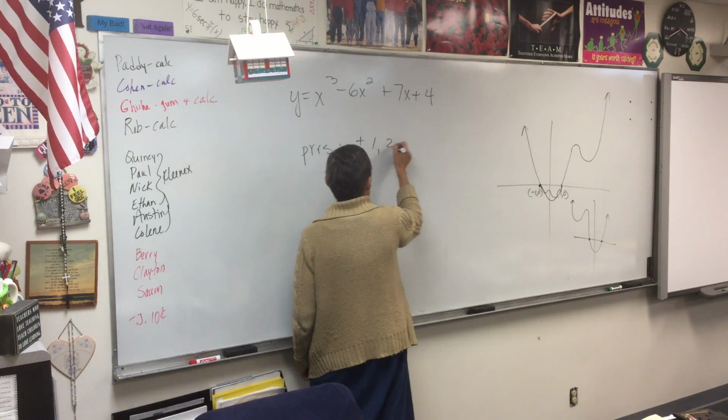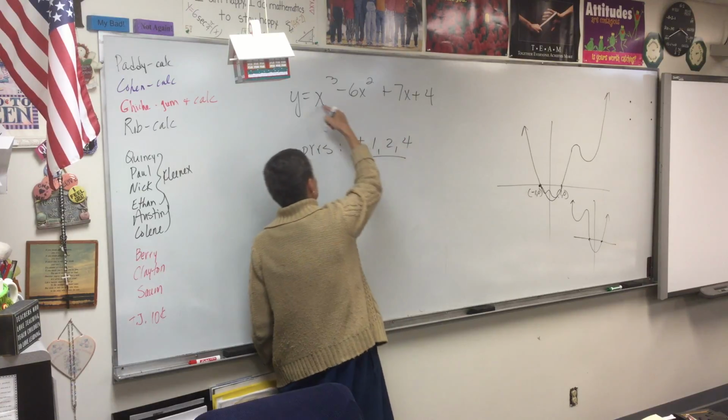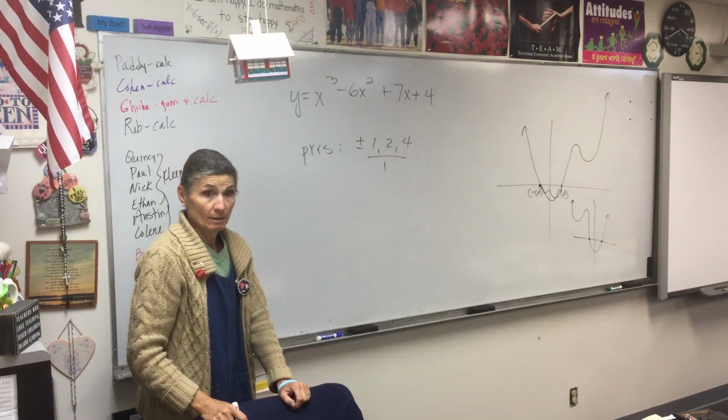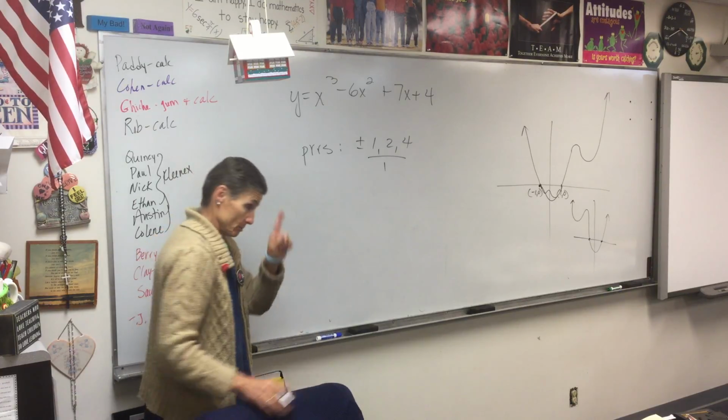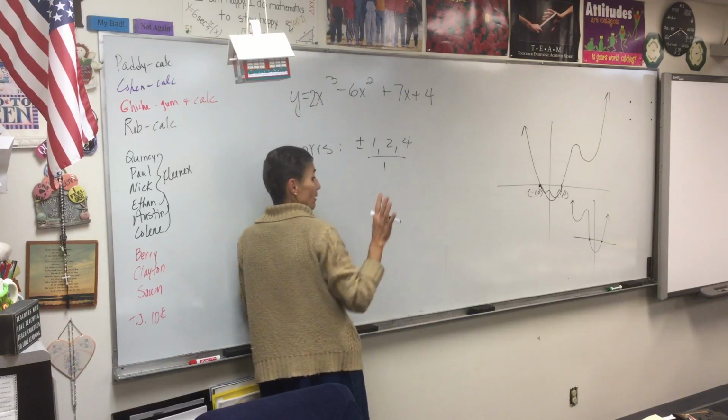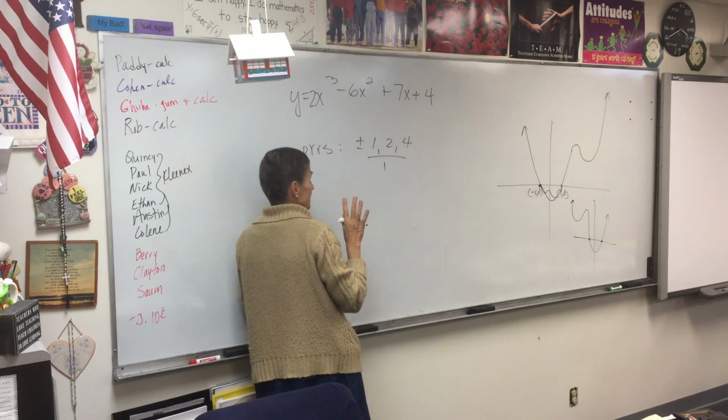1, 2, and 4. And because the leading coefficient's 1, basically that's it. Plus or minus 1, 2, and 4. Now, quick comment. If the leading coefficient had been 2, now it's not, I'll erase that in a minute.